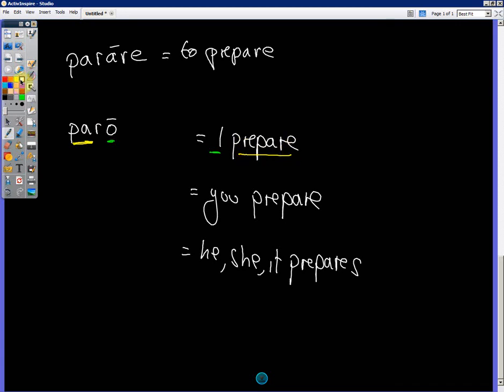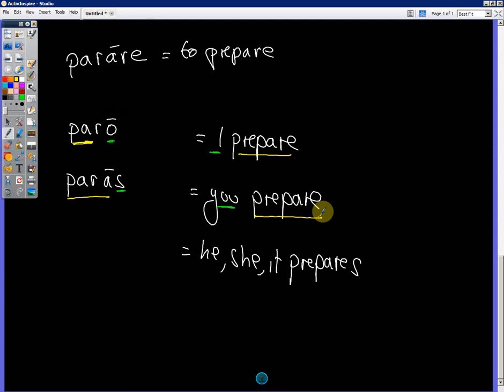You prepare. Can you predict it? What's it going to be? It's going to be paras. There's the you. That S is the you, and the para bit here is the prepare, and we've got the he, she, or it.